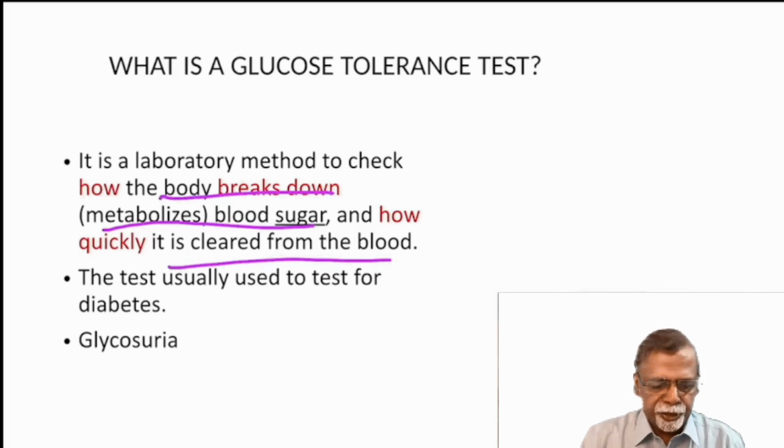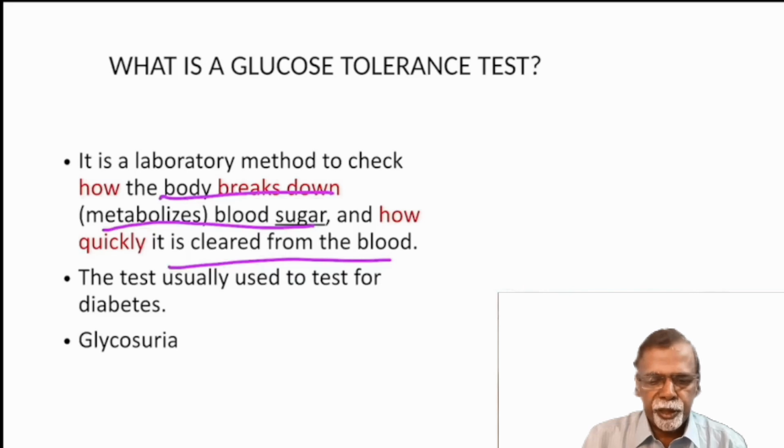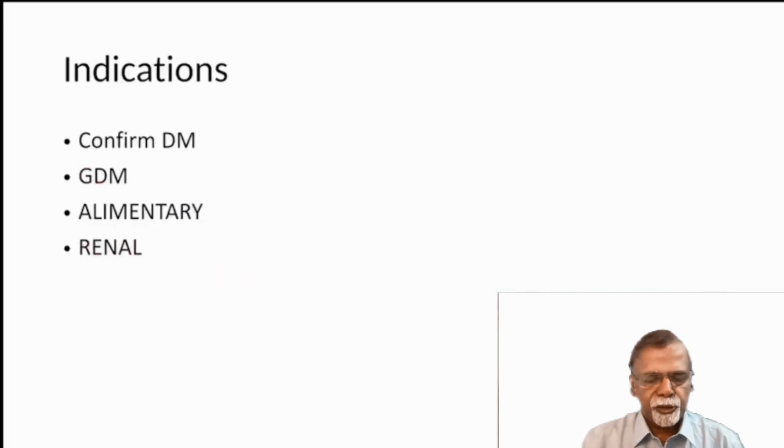The main indication for doing this test is to diagnose diabetes mellitus. So you can say that the glucose tolerance test can be used as a diagnostic test for diabetes. Also, it is used for detecting causes for various types of glycosuria, that is, when the urine contains sugar, to know whether it is due to diabetes or due to some other reason. So these are the main uses of this test.